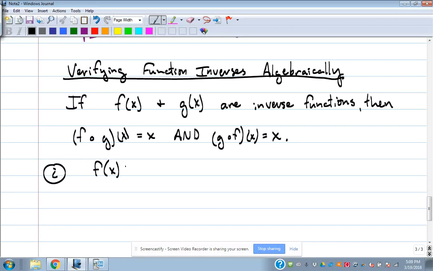Here are our functions. F of x is 2x plus 3. G of x is 1/2 (x minus 3), with x minus 3 in parentheses there. We want to check to see if these two are inverses of one another, an algebraic verification of that.